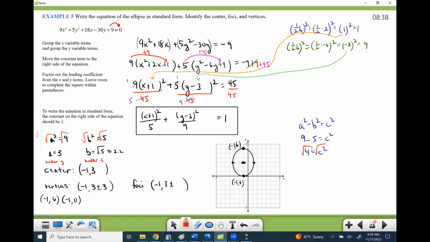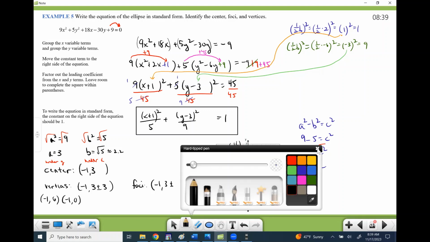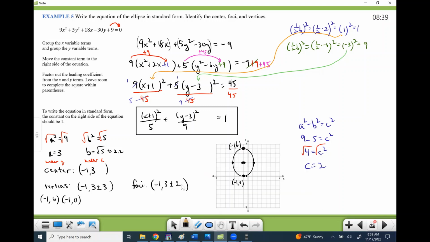So it looks like C is going to be 2 for this. So we would add and subtract 2. So let's see here. 3 plus 2 is 5. 3 minus 2 is 1. Now, for our foci, we would go 2 up and 2 down on the major axis.